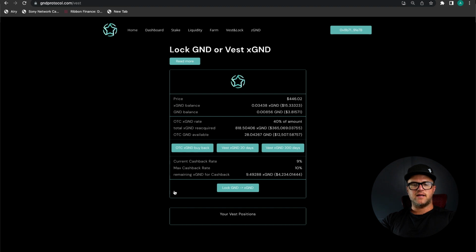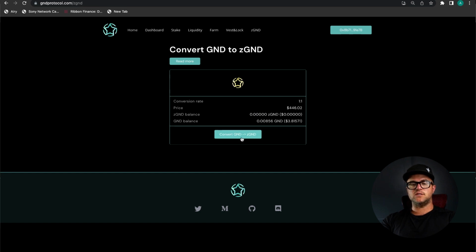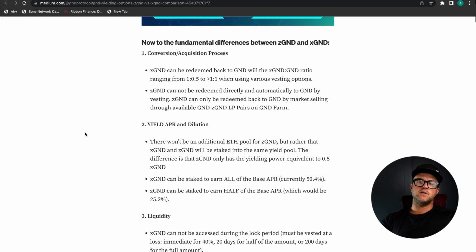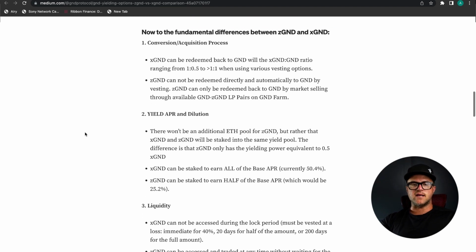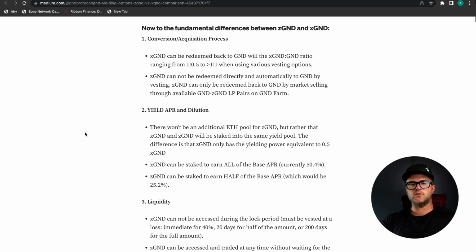I'm using Rabby Wallet. You can lock GND here, or you can go to the zGND page and convert GND into zGND. Now, the fundamental differences between zGND and xGND come down to the conversion, acquisition, and process. xGND can be redeemed back to GND with a ratio of 1.5 to 1 if you do a 20-day vest period, or 1 to 1 if you do a 200-day vest period.